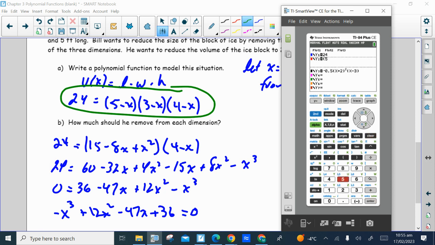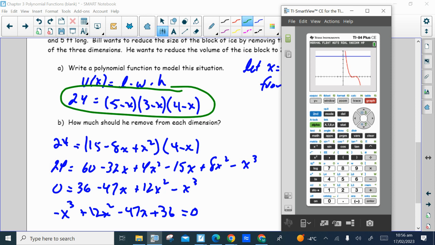5 take away x, 3 take away x, and 4 take away x. So that first equation, y equals 24, means that our y max has to be at least 24. So we can see that line. So when I go to my windows, let's set my y max to 30 and maybe change our scale to 5. Because we need to see the line y equals 24.